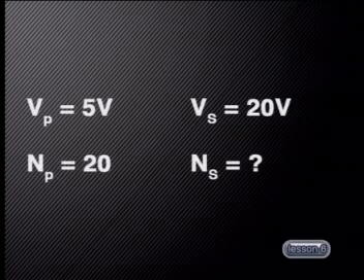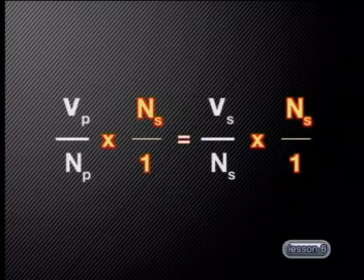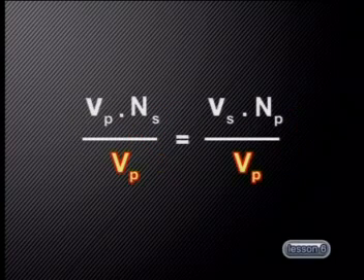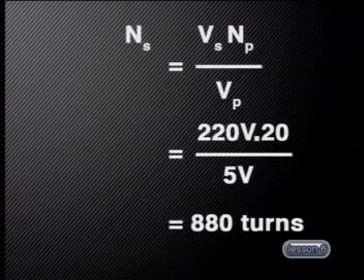Here I have written down the given information and the equation I will use. We need to find Ns, so let's make it the subject of the formula. We multiply both sides of the equation by Ns and Np, and then divide through by Vp. Then we substitute the values into the formula. Np is 20, Vs is 220 volts, and Vp is 5 volts, and we find that Ns equals 880. So there will be 880 turns or windings in the secondary coil.